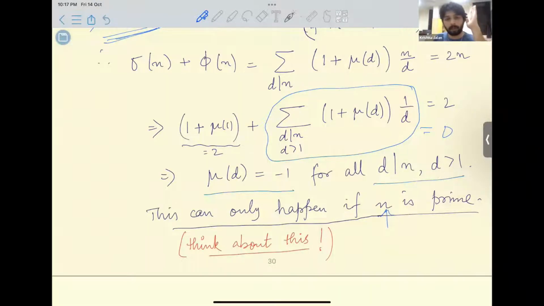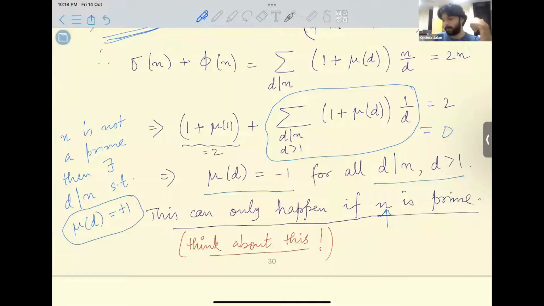Okay, I'll let you think about this. Spare some time, think about it, and see that you cannot come up with a counter example. So if n is not a prime, then there exists a d which divides n such that mu of d is equal to +1. So this result can hold only when n is exactly a prime number, otherwise it cannot hold. So you should think about this.